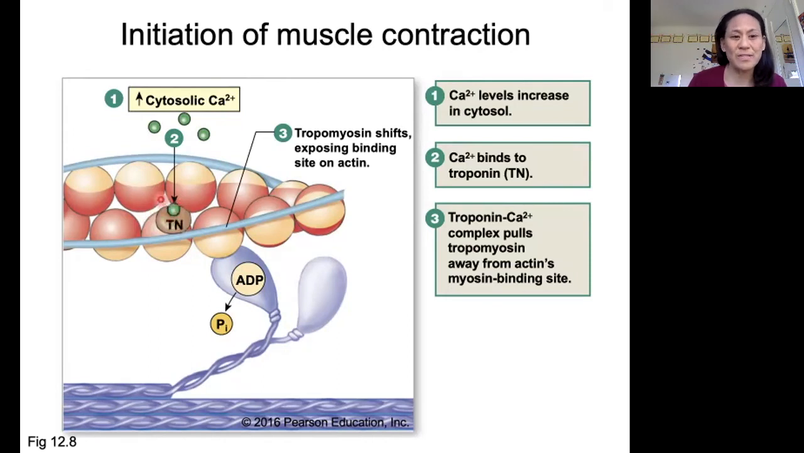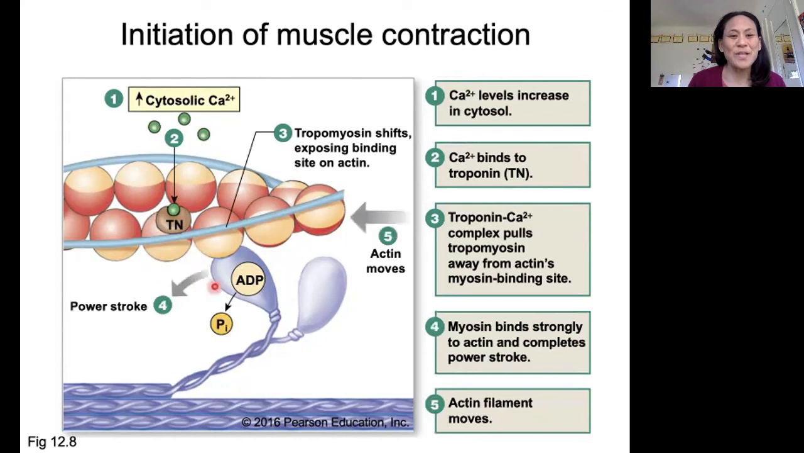Okay, so troponin is going to bind calcium. It's going to move tropomyosin such that the tropomyosin no longer blocks the binding site between myosin and actin. Okay, so now myosin can bind actin strongly, okay? And then it's gonna do a bunch of other things that we'll talk about in the next video that are going to allow muscle contraction to happen.